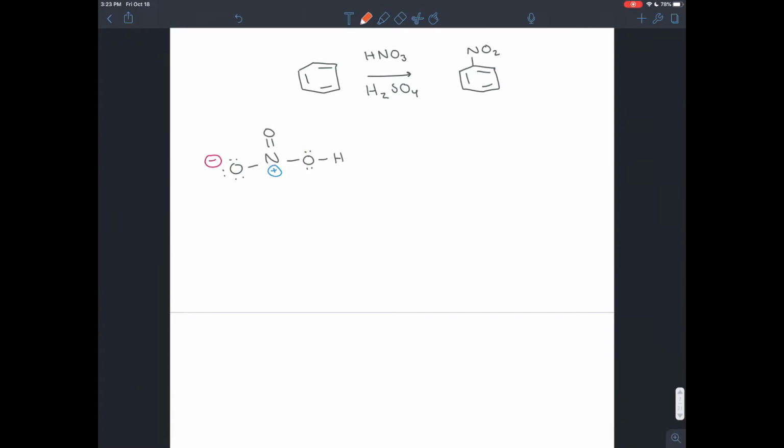And it's because of that resonance stabilization that this is a strong acid. If the hydrogen tries to leave as an H+, the electrons in the bond stay on the oxygen, and those get spread out through that resonance, all those parallel p orbitals. So that stabilizes it, and that's what makes it a strong acid.